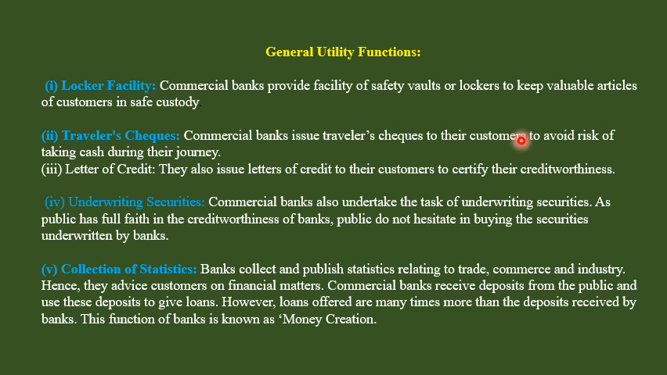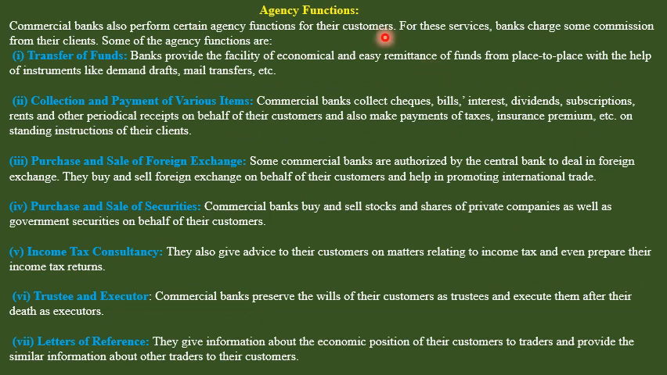Under the general utility functions, sometimes it's a short note for 7 marks. Write down the general utility functions of the bank. So you can write here: local facility, traveler checks, underwriting security, and even the collection of statistics. Okay, after that we have agency functions.